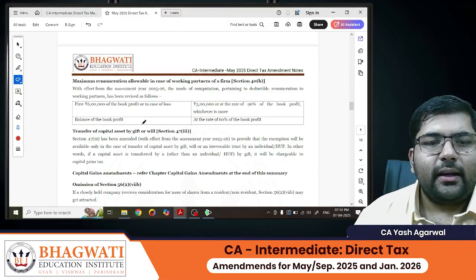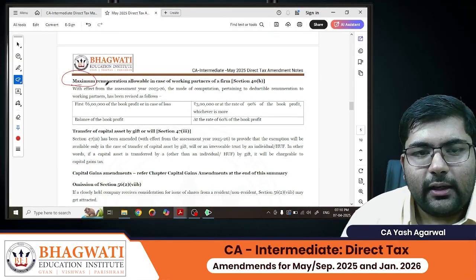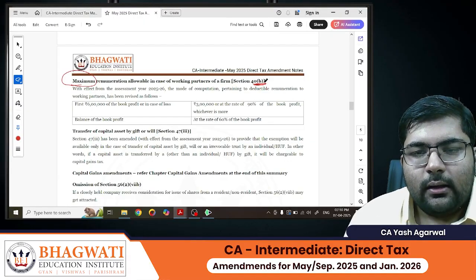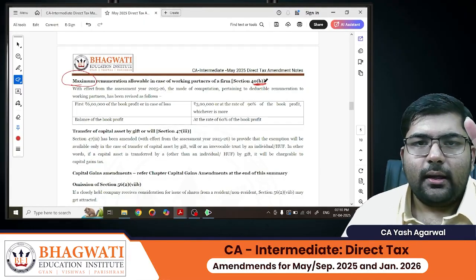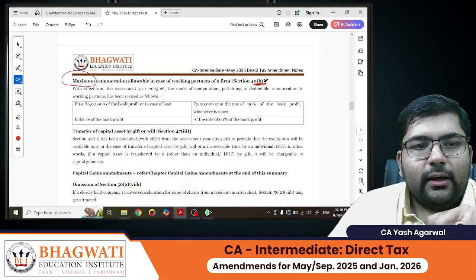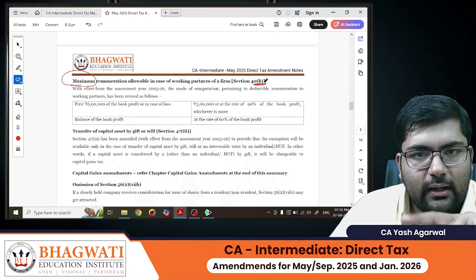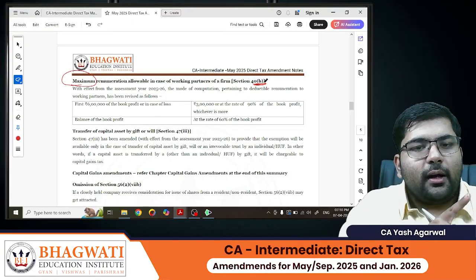Very, very important point here. The next one, which we are discussing, is maximum remuneration allowable in case of working partners of a firm, section 40B. With regard to partnership firms, section 40B makes two very specific points. First of all, deduction with regard to interest on the capital of the partner. Interest on the capital is allowable only to the extent authorized by the partnership deed.